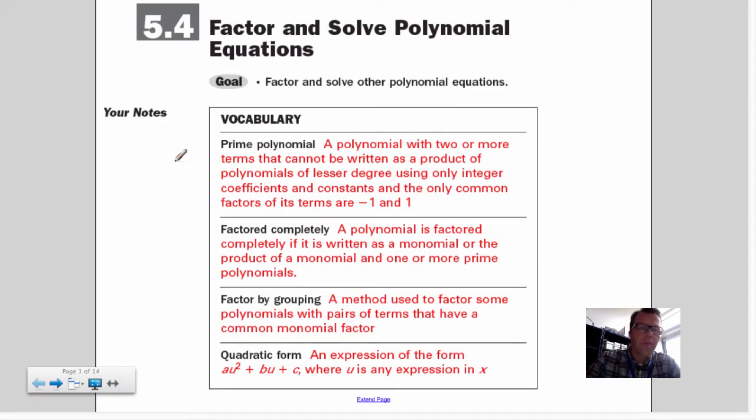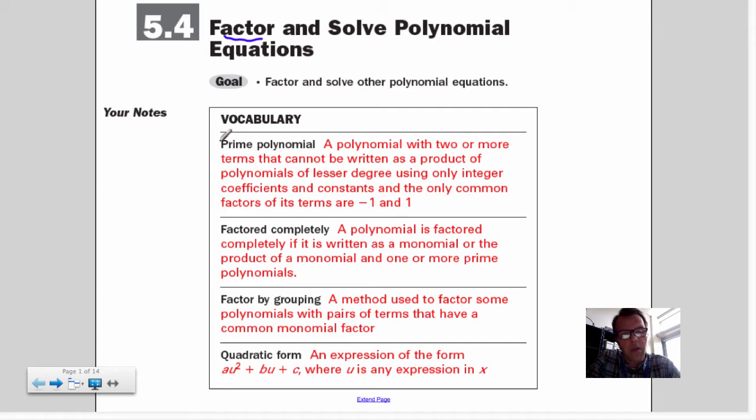All right, here we go. Section 5.4. This is factor and solve polynomial equations. So we need to learn some new factoring techniques. We've got some formulas coming at us. It's definitely a challenge. We will factor to solve. That is the ultimate goal, to solve a polynomial equation.